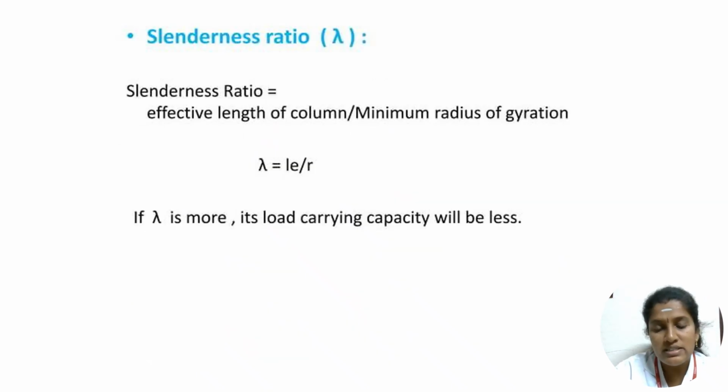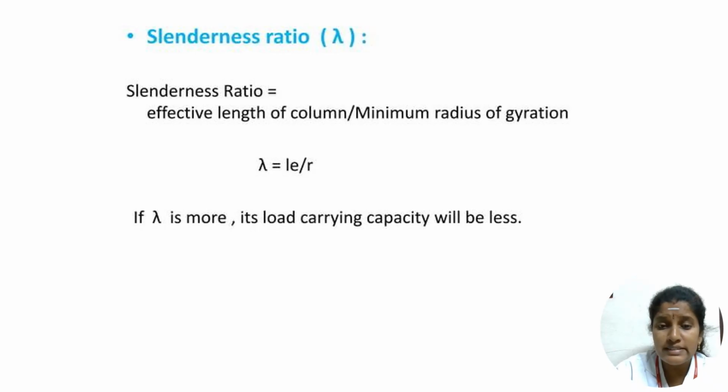What is meant by slenderness ratio? We all know it is the effective length of the column divided by the minimum radius of gyration. This is a common example of the slenderness ratio. What is meant by radius of gyration? It is the square root of I by A, that is, moment of inertia divided by area, called the minimum radius of gyration here. What is lambda? It is L effective divided by r. This is the formula here.